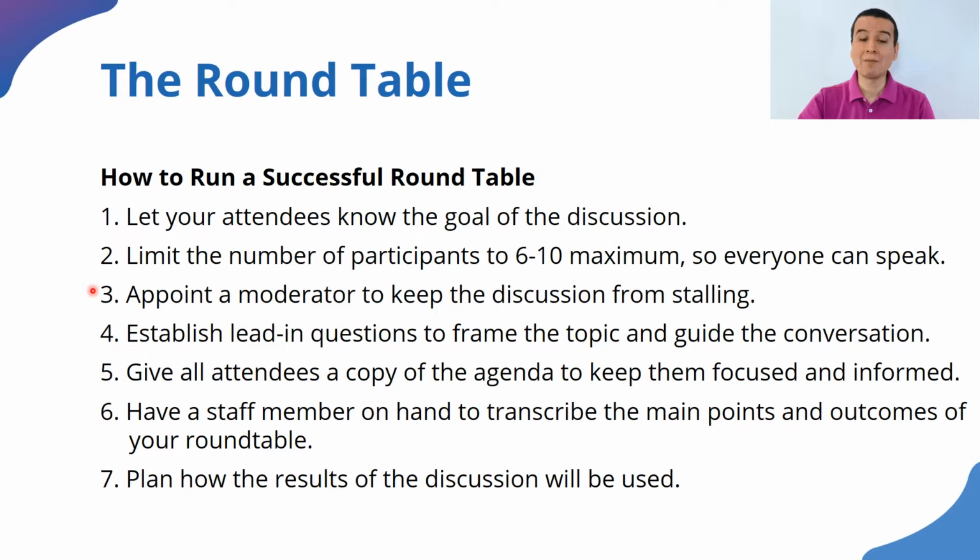Number 3, appoint a moderator. A moderator is a person who moderates, which means that they decide who speaks and who doesn't and in what order. Appoint a moderator to keep the discussion from stalling. Especially not only to tell people who can speak first or later, but if the conversation is stagnant, if it's not progressing, then the person can move the discussion so that it can flow better and reach the objective. Remember that you have an objective to achieve.